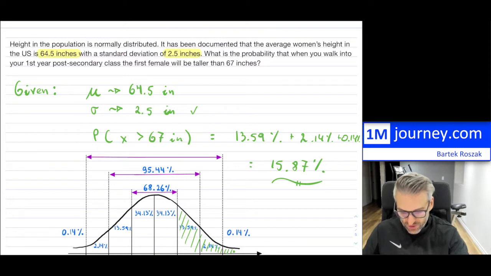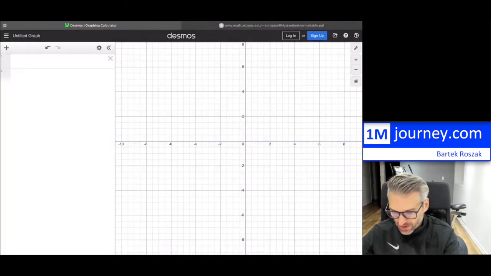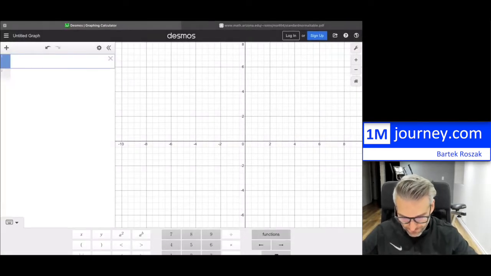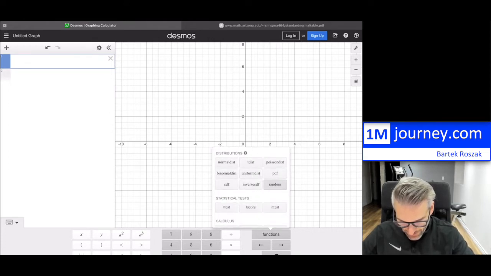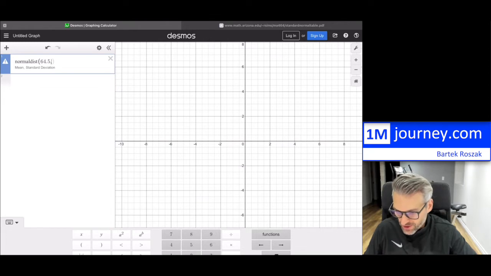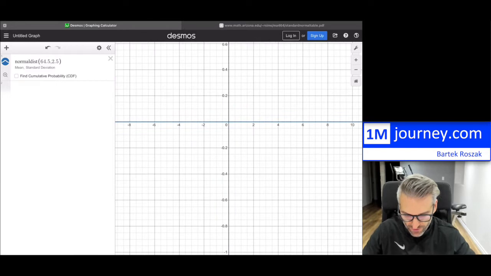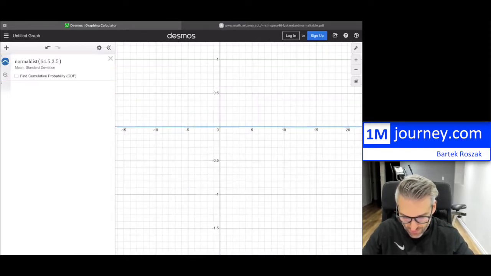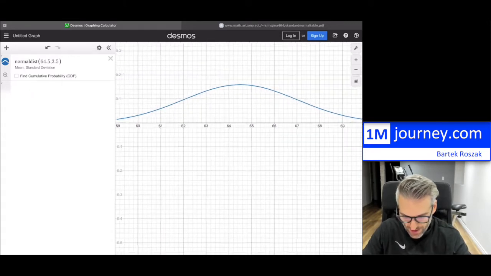Now, of course, I'm going to go back, I'll show you another way. So let's bring up Desmos. This is something we can calculate. I'm going to go up to the functions, and so this is normal distribution. So we have 64.5, so we're going to be entering our mean and then our standard deviation so that it gives us our curve. Oops, this is not what we wanted here. Okay, there it is. So we're around there.